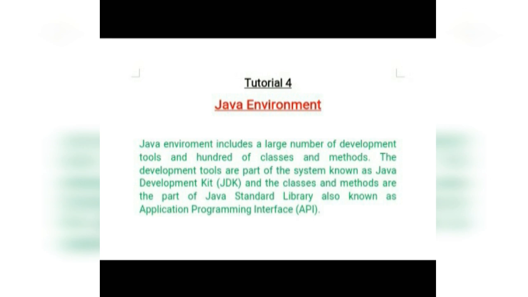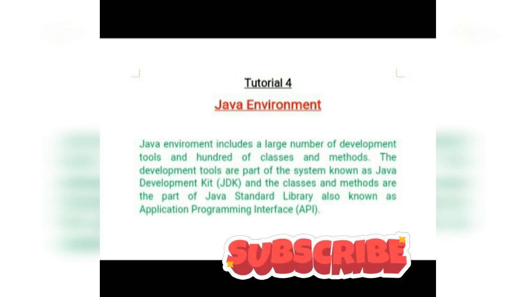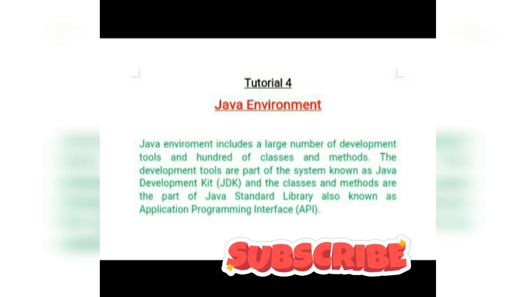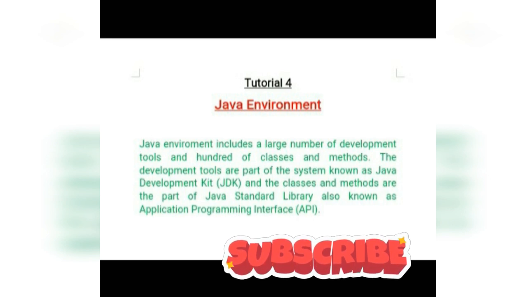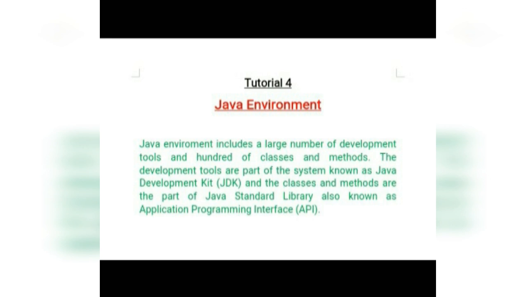The Java environment includes a large number of development tools and hundreds of classes and methods. The development tools are part of a system known as the Java Development Kit, and the classes and methods are part of the Java standard libraries, also known as the application programming interface. So my dear friends, before starting to make a Java program, the Java environment should be set up. For that purpose, we need to download the JDK.